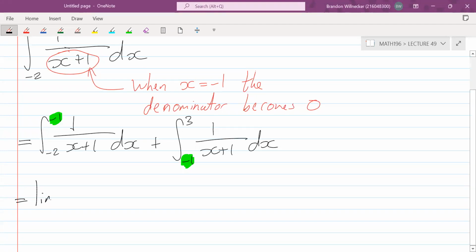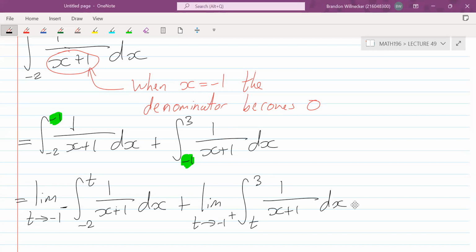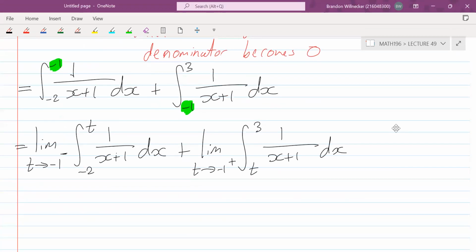So we need to replace those bounds with limits. So this is going to be the limit as t approaches -1 from the minus side, integral from -2 to t, 1 over x plus 1 dx, plus limit as t approaches -1 from the plus side, integral from t to 3, 1 over x plus 1 dx. Okay, so now we've got these two integrals to calculate. So let's call the first one 1, we call the second one 2.